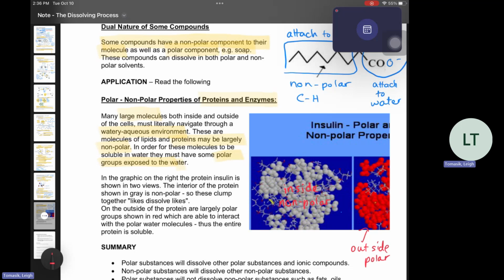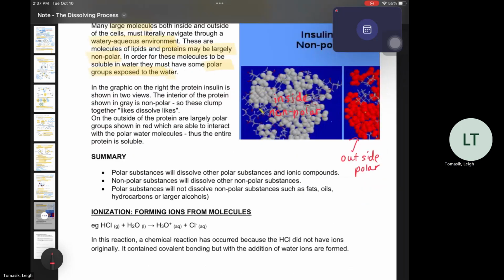Okay, so it says in the graphic on the right, the protein insulin is shown in two views. The interior of the protein, shown in gray, is nonpolar. So these clump together because like dissolves like. The nonpolar bits of the protein like the other nonpolar bits of the protein, and they're all going to try to clump together. The outside of the protein is largely polar groups, which are shown in red, which are able to interact with the polar water molecules. So we can make the entire protein soluble as long as the outside contains some polar bits.